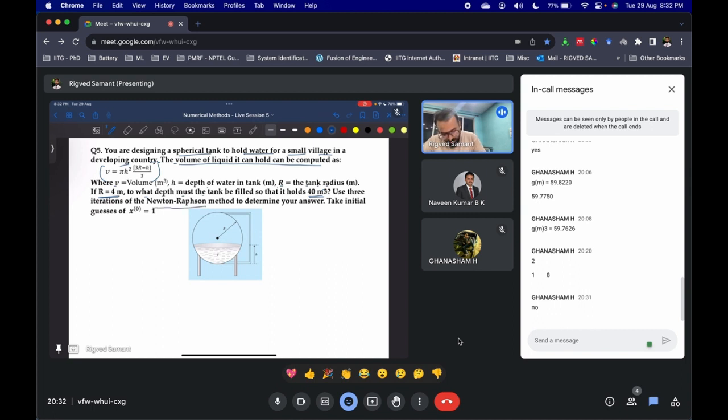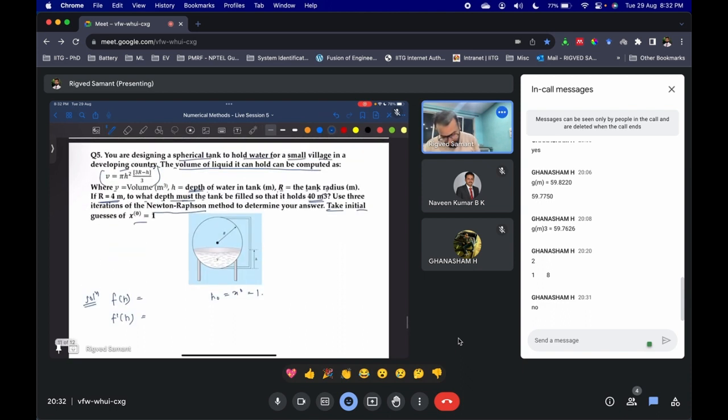So for the Newton-Raphson method, what do you require? Whatever you ask for, so here at what depth? So depth is given by H, right? So you will require a function of H, f dash of H, right? And H naught. So take the initial guess equal to 1, that is x0 equal to 1. So function of H. Now how will you calculate the function of H from here?